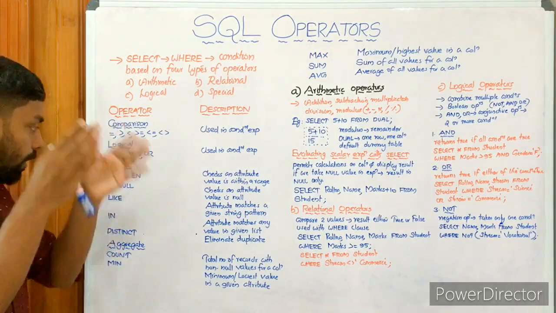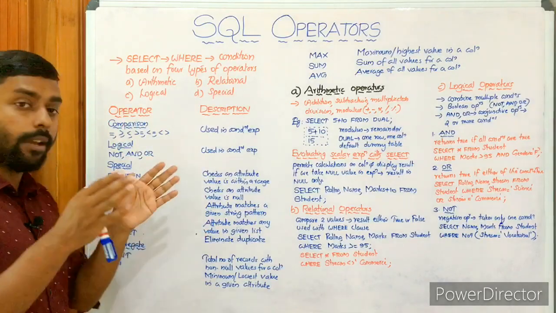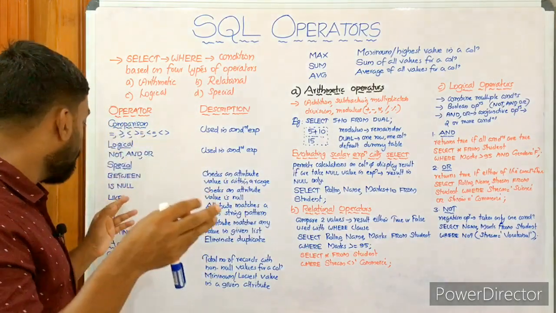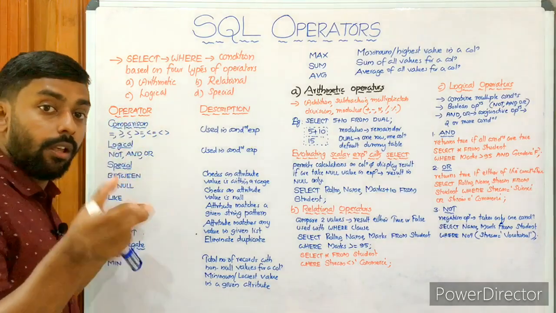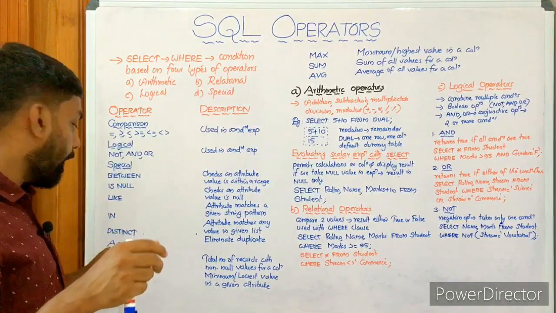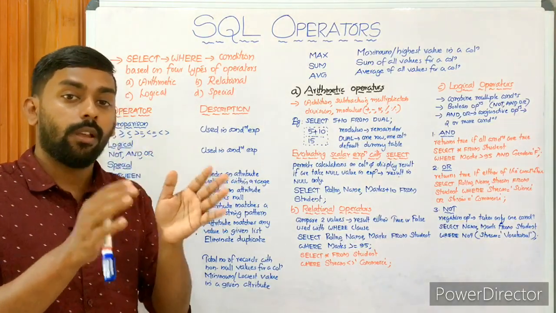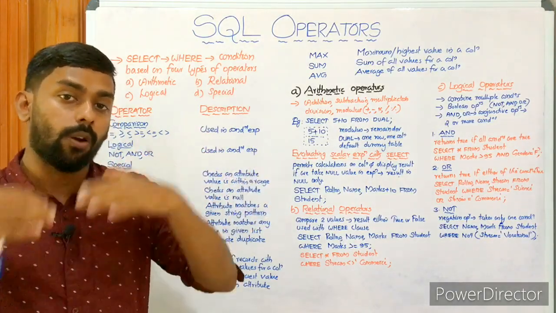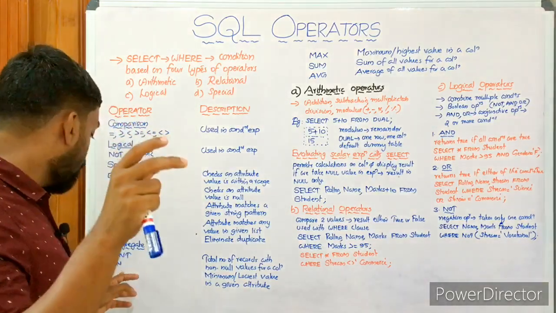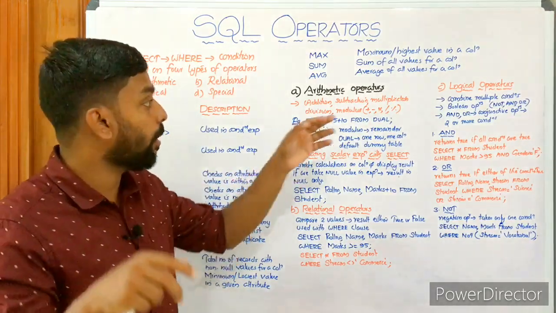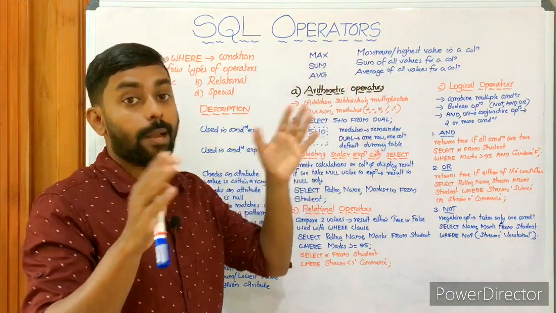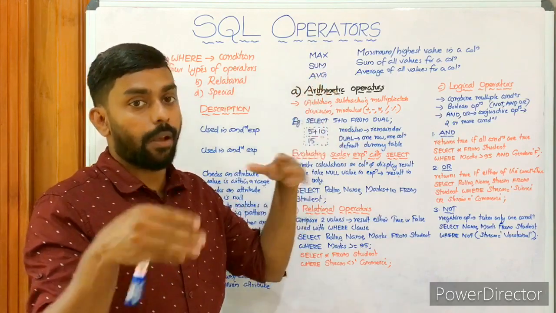Between means in between two values. Is null: null cannot be compared with any value, so we check for null. Like is used for pattern matching. In checks whether a value belongs to a list of values. Distinct eliminates duplicate values. Then aggregate or group functions work on a group of values and give only one result per group: count, the total number of values; min, the lowest value in a column; max, the largest value in a column; sum of values; and average of values.